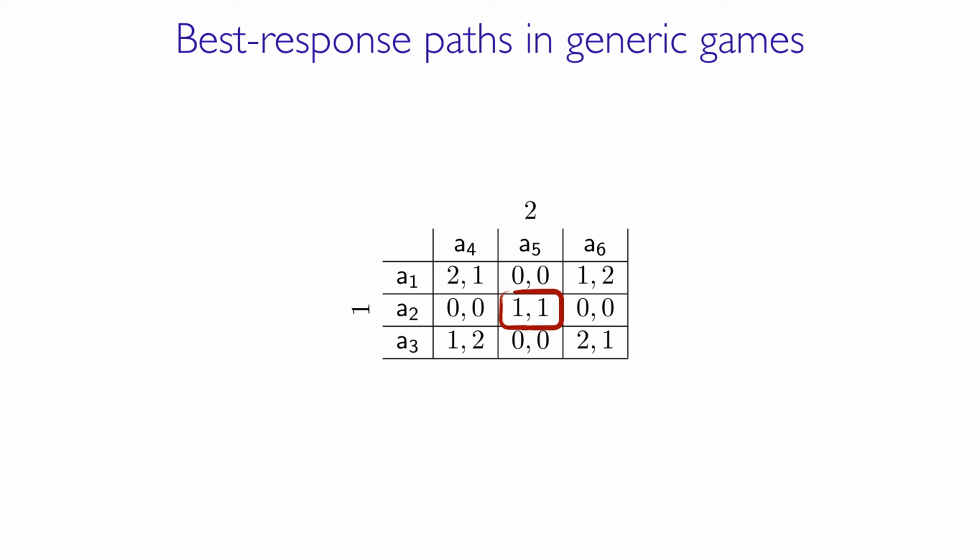The outcome marked in red is a Nash equilibrium in pure strategies. Now consider the following best response path, starting from the outcome marked in orange. Player 2 will play her best response in this way. Then player 1 will play her best response, reaching this outcome. Then player 2 will play her best response, reaching this outcome. And finally, player 1 will play her best response, reaching this outcome. So these best response dynamics enter an infinite loop.